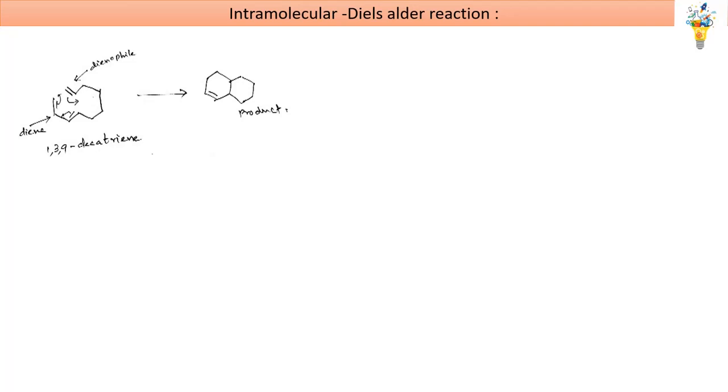When the diene and dienophile parts are in the same compound, there is a possibility of an intramolecular Diels Alder reaction. So here the reaction takes place and you get the crowded cyclic ring. Okay, so this is the product. So it is a 1,3,9 decatriene.